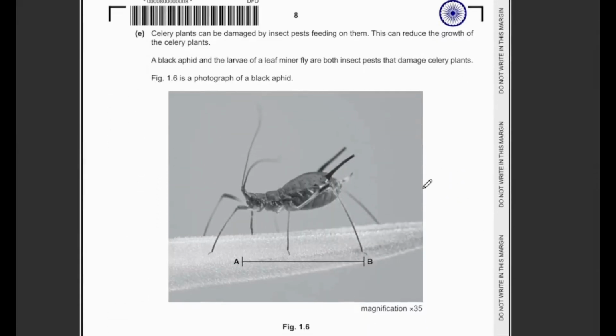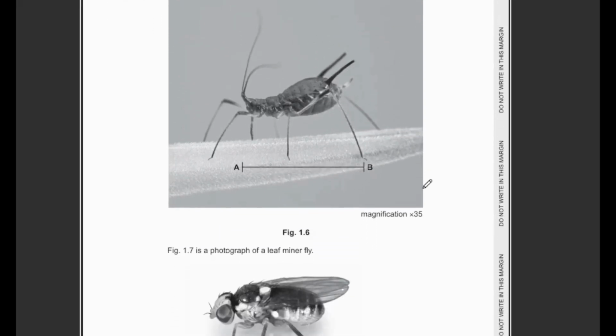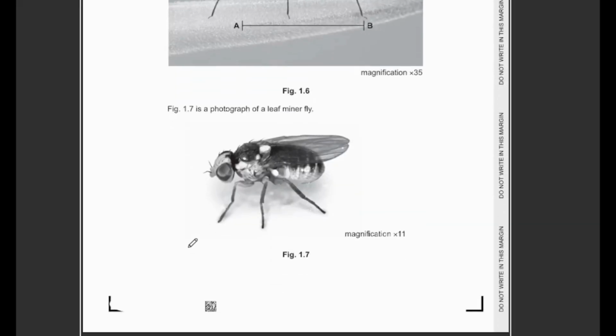That's a blank page, and here we go. Celery plants can be damaged by insect pests feeding on them. This can reduce the growth of the celery plants. A black aphid and a larva of the leaf miner fly are both insect pests that damage the plant. Figure 1.6 is a photograph of a black aphid, A to B centimeter we have to find out. That's how we get the next question. And the photograph of a leaf miner fly.